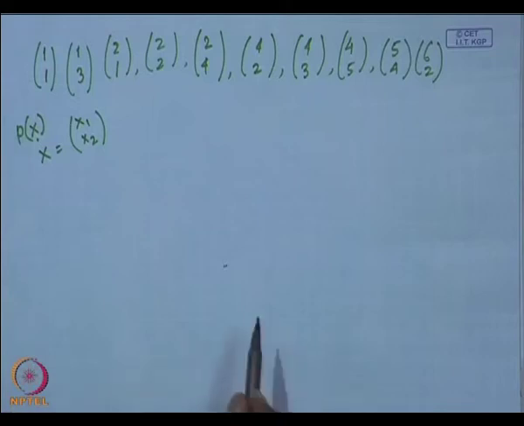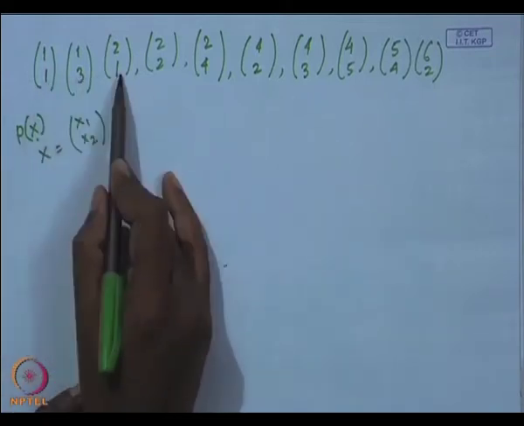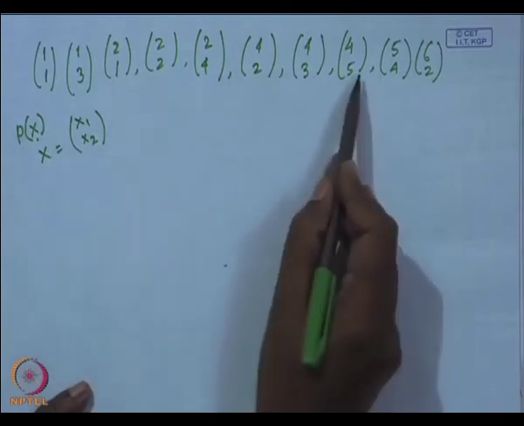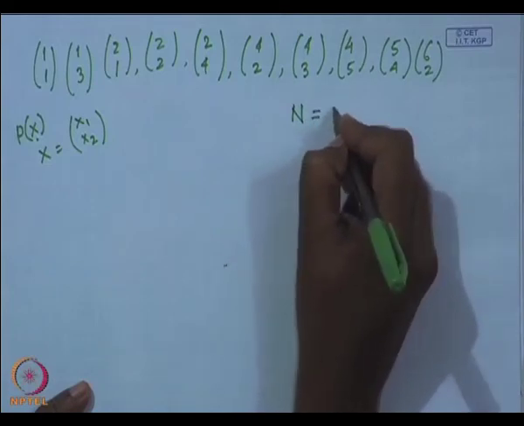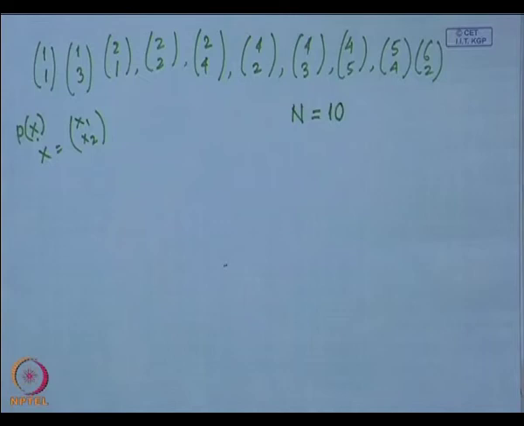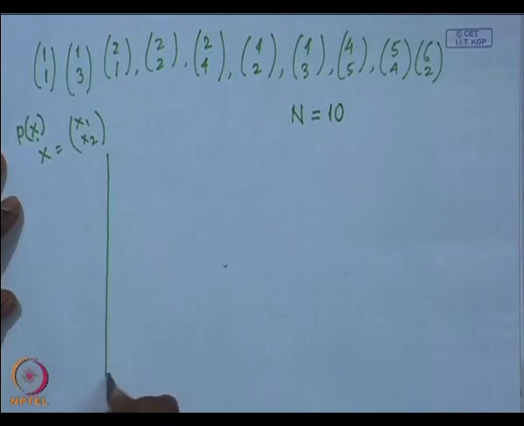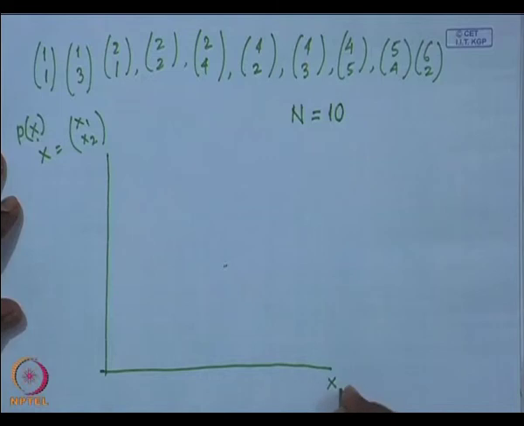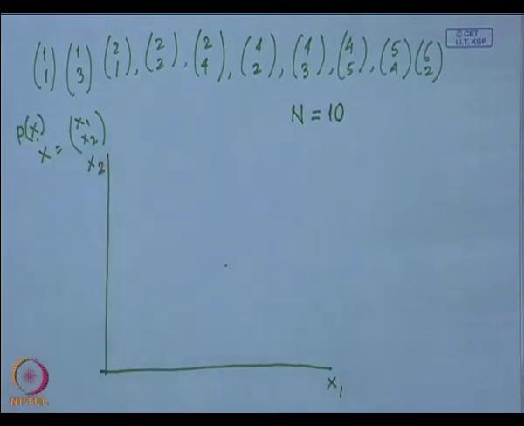Right. So, the total number of sample vectors that I have is 1, 2, 3, 4, 5, 6, 7, 8, 9, 10. So, my capital N, the total number of samples, is equal to 10. What I will do is consider a two dimensional feature space having x 1 and x 2 as two different axes.